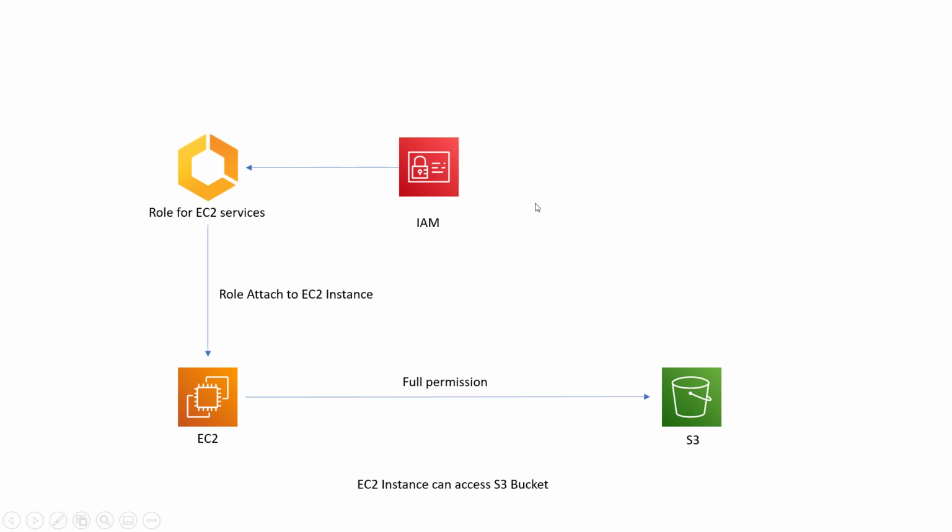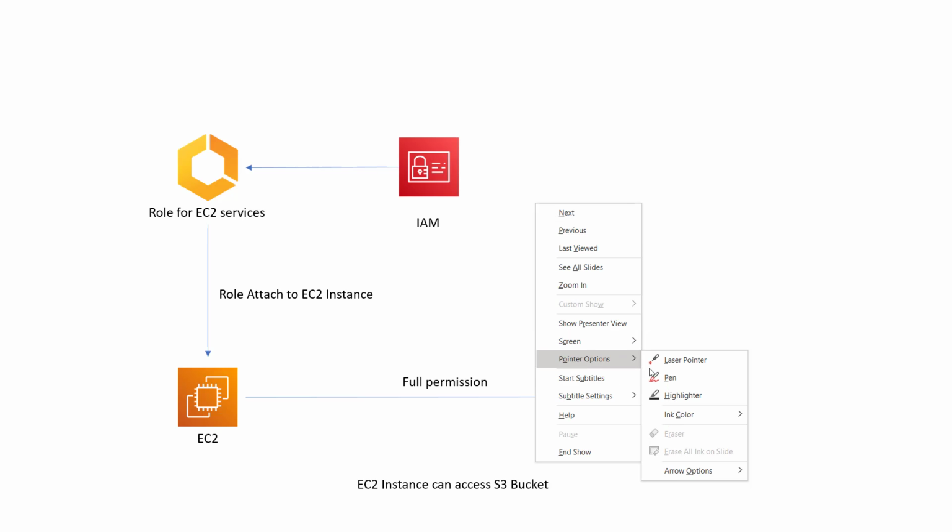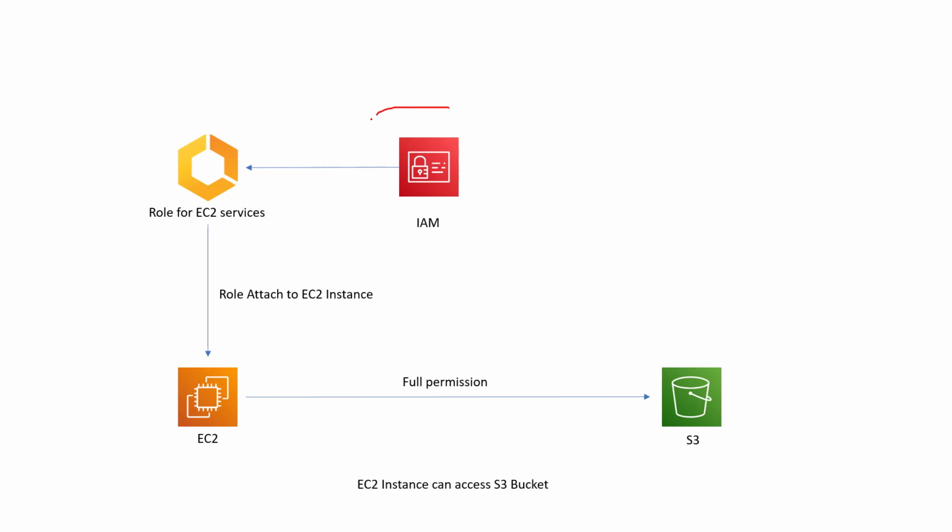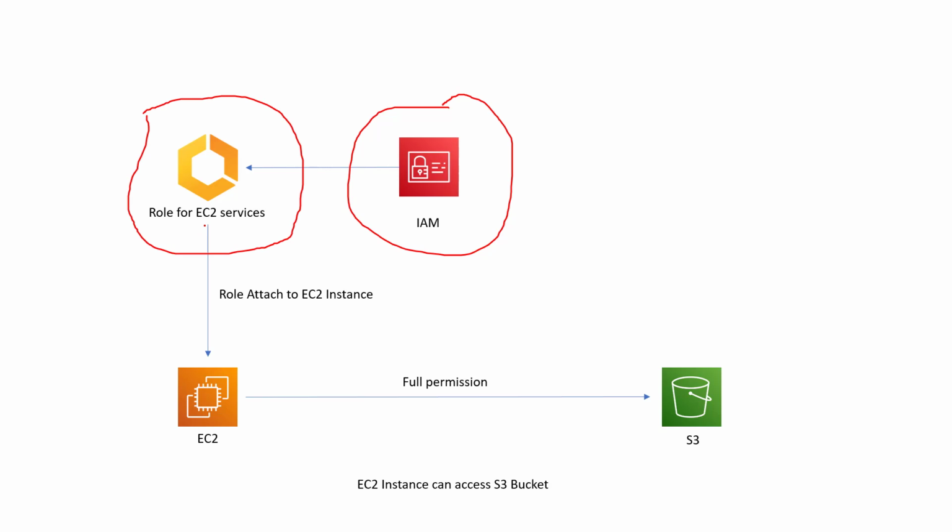So let's see here. In this diagram, you can see we have IAM, the identity and access management. The first thing we did, we created a role for the EC2 service. This is really important: for what service you are creating the role. So we created a role for the EC2 service. What does this role contain? This role contains full permissions to S3. So we created a role, that's it.